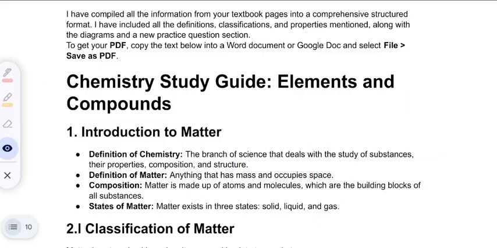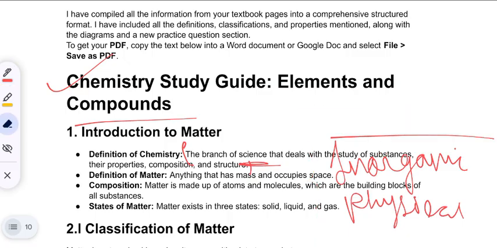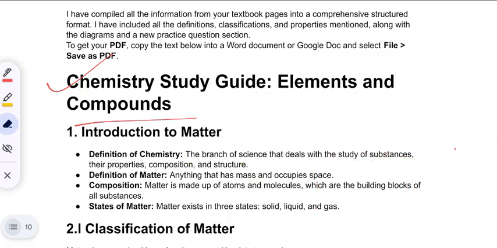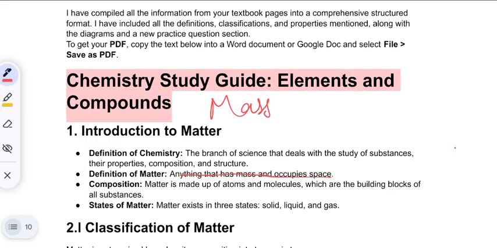Then the next topic is the definition of matter. What is matter? Anything that has mass and occupies space is called matter. Now you people might get confused between mass and weight. You might think that mass is something related to weight, that they are both the same. No, they are not the same. There is a huge difference.